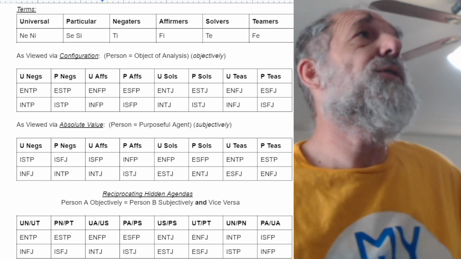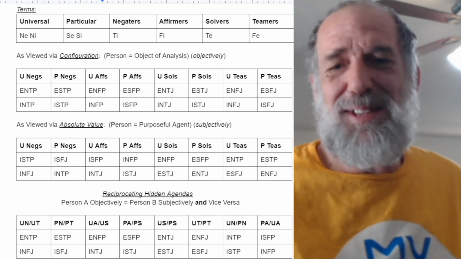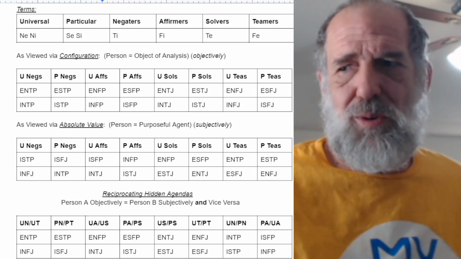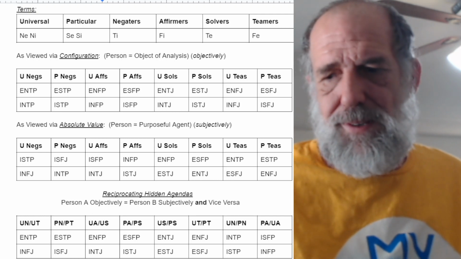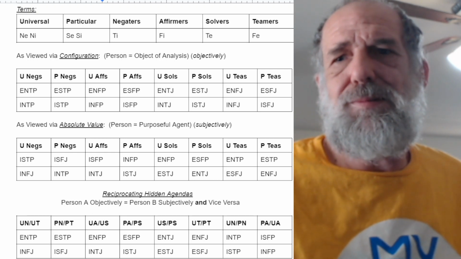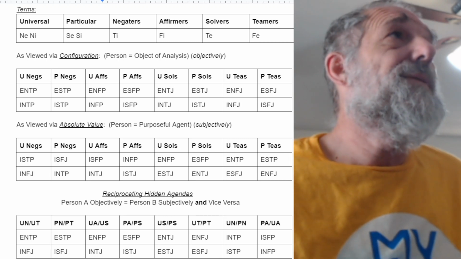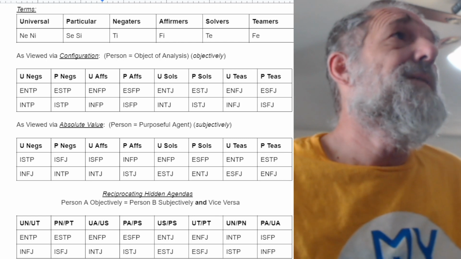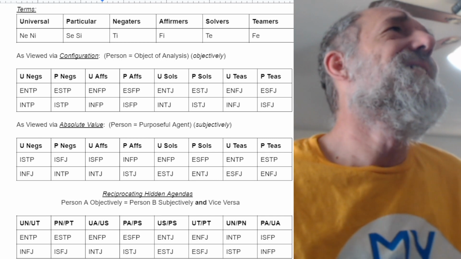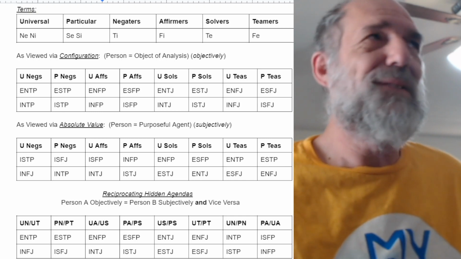So universal solvers, ENFPs, and ESTJs. And you can see how this gets them both into problems, because neither of them is very well equipped to be universalist solvers at all, because neither of them has epistemologically a universal deliberation or knowledge function up high in the stack, right? So if you get, say, President Trump, well, he is in fact a particular affirmer, but he views himself as a particular solver.